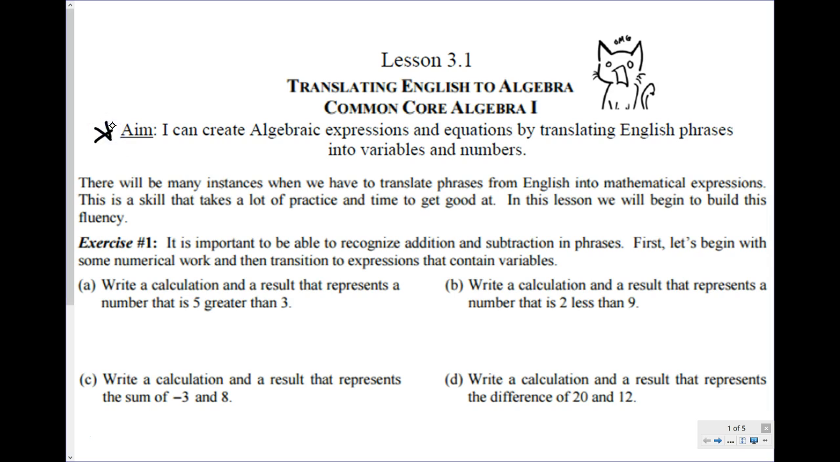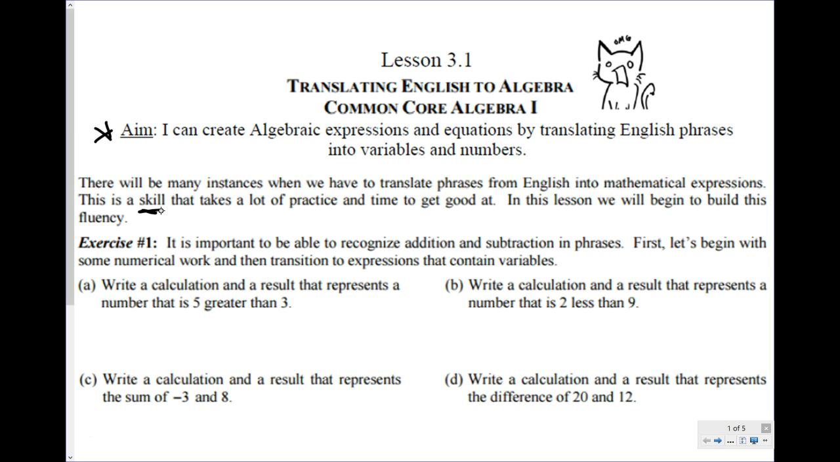I can create algebraic expressions and equations by translating English phrases into variables and numbers. There'll be many instances when we have to translate phrases from English into mathematical expressions. This is a skill that takes a lot of practice and time to get good at. In this lesson, we'll begin to build this fluency. Let's take a look at exercise 1.